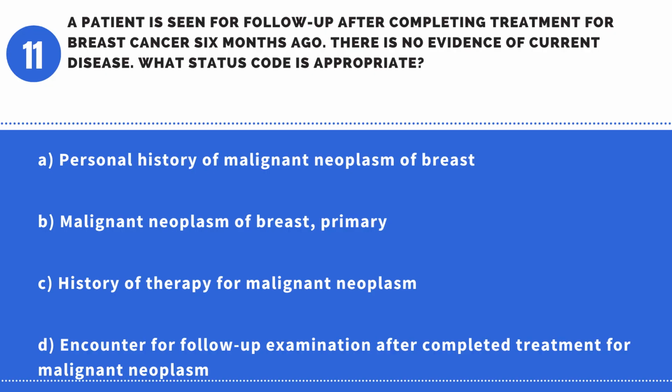A. Personal history of malignant neoplasm of breast. B. Malignant neoplasm of breast, primary. C. History of therapy for malignant neoplasm. D. Encounter for follow-up examination after completed treatment for malignant neoplasm.